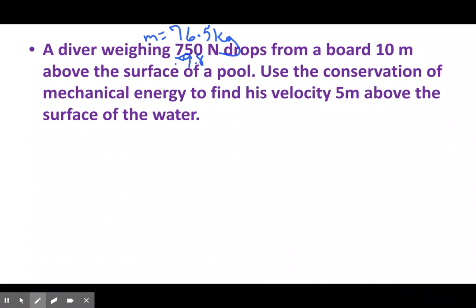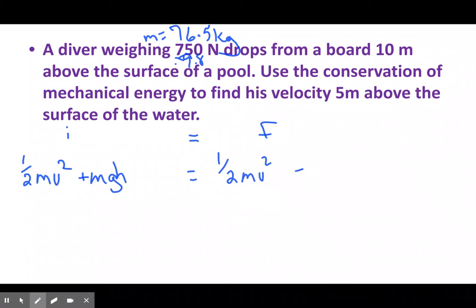He drops from a board 10 meters above the surface of the pool. Use the conservation of mechanical energy to find his velocity 5 meters above the surface of the water. So we're going to use initial side and final side. So 1/2 mv squared initial plus mgh initial equals our final 1/2 mv squared plus mgh final. Okay, so let's fill in what we know.